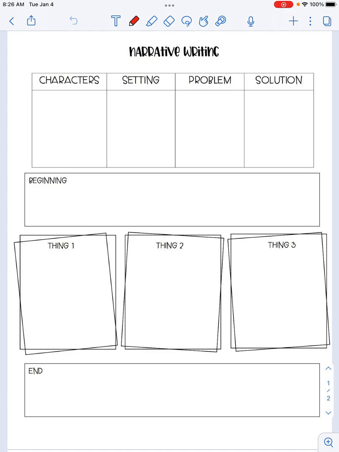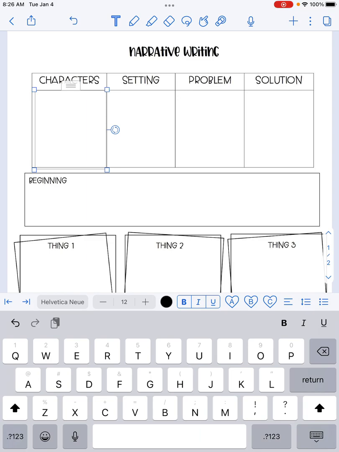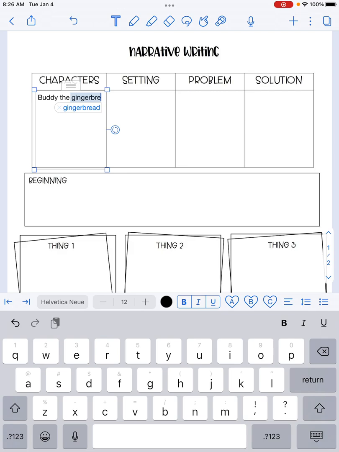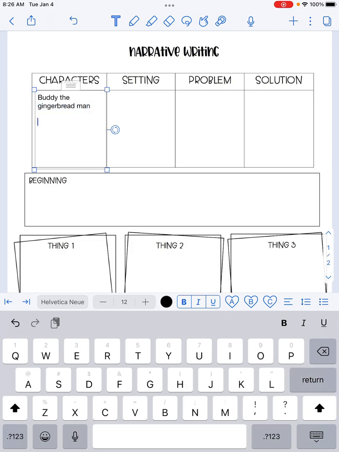So today, all we're going to be doing is really thinking about what our plan for writing is. What do we want to happen? Who do we want to be included in our story, okay? Your characters, you'll definitely need two of them. You'll at least need your gingerbread man, which you can give him a name. Maybe I give mine the name Buddy. Buddy, the gingerbread man. And you'll definitely need someone who's trying to eat Buddy.